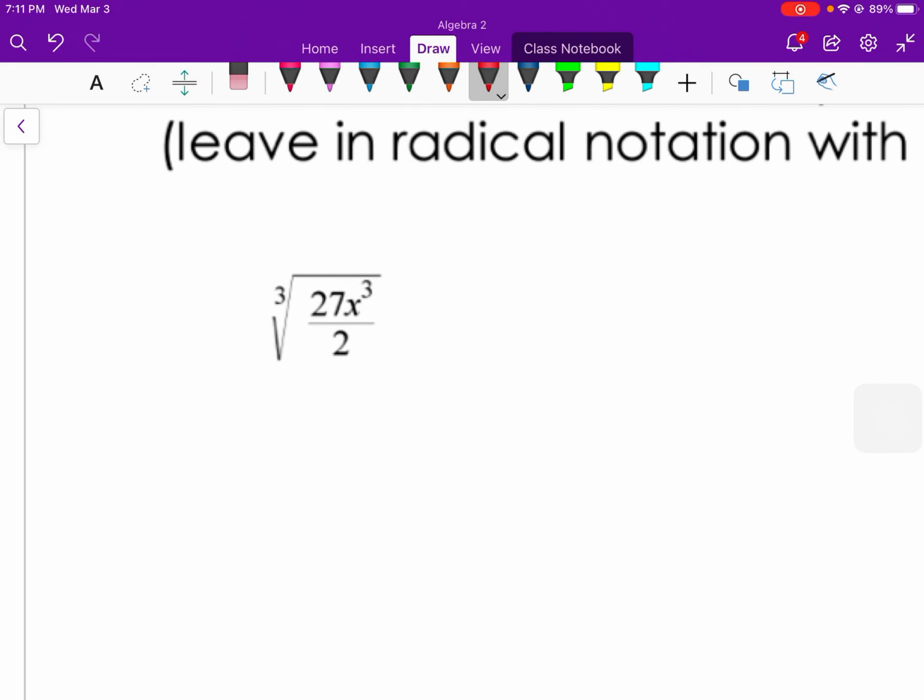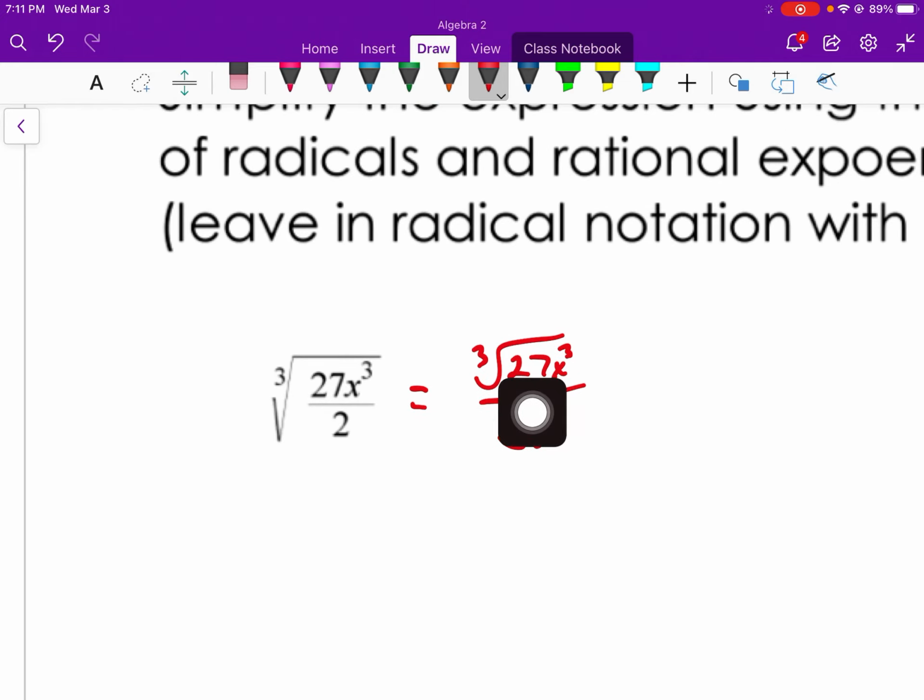Now in this case, it is combined, so we're going to see if we can simplify inside. We cannot. 27 and 2 do not have any common factors. We can, however, break it apart to the cubed root of 27x to the third over the cubed root of 2. This top 27, the cubed root of 27 is 3, and x to the third, we have 3 factors there, so that'll factor out like that over the cubed root of 2.